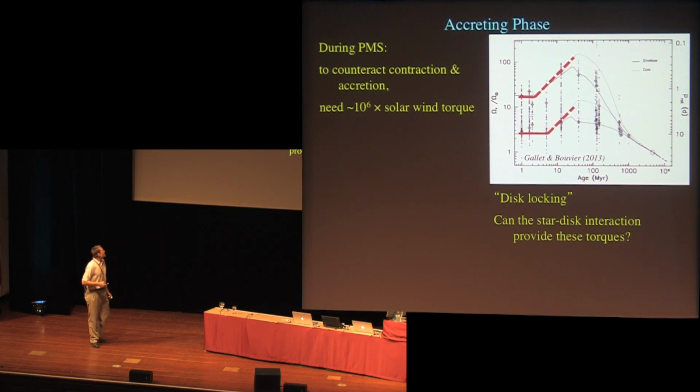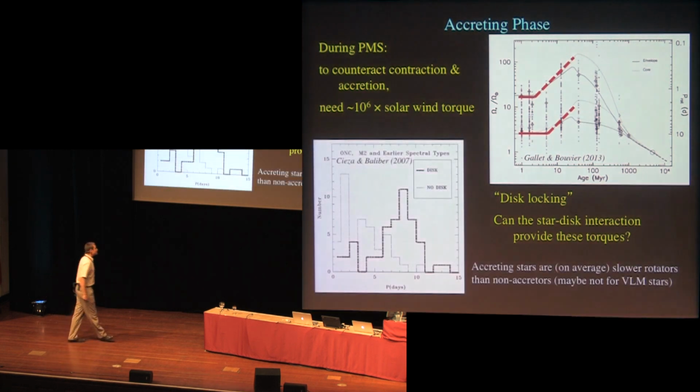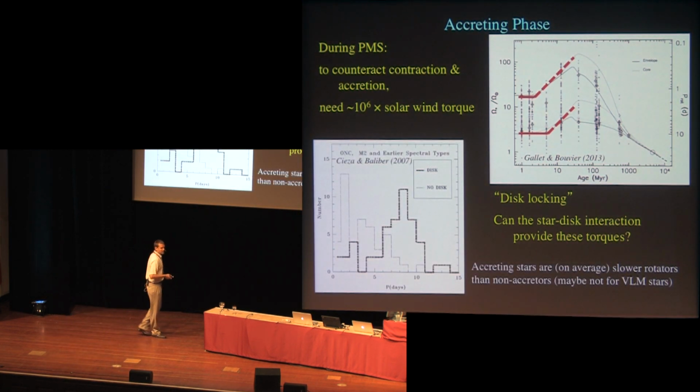And the people that know me will know that I hate the term disk locking even more than Mark Krumholz hates the term star formation efficiency. But that's okay, because it's really the concept behind disk locking, in my mind, which I think is sound, this idea that maybe the star-disk interaction can somehow provide the torques we need. So this is still an open question, and I think probably the answer is yes, exactly how we're still working out.